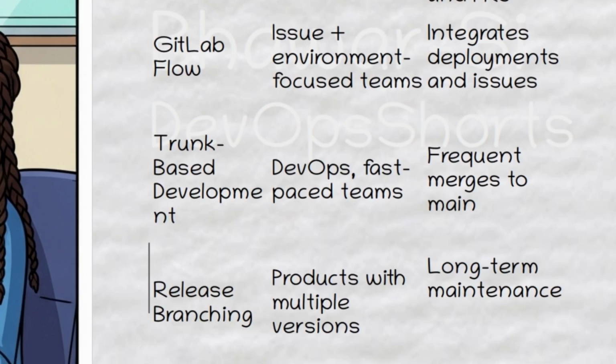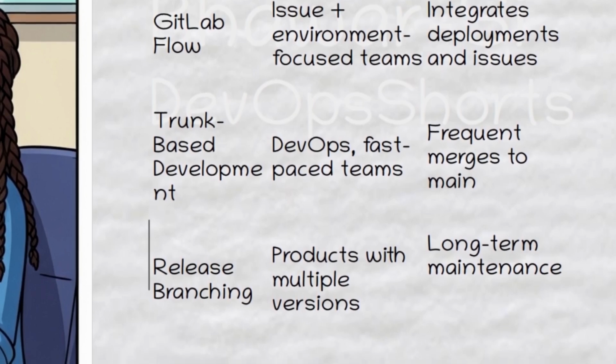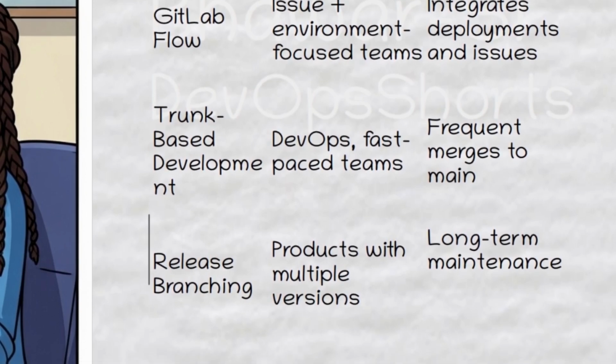Sixth, trunk-based development. Here, all developers work on a single shared branch like main or trunk. Branches, if any, are short-lived and merged quickly. This is best for high-speed teams using CI/CD or DevOps. Seventh, release branching. Here, separate branches are created for each version, like Release 1, Release 2. This is used in enterprises with long-term product support. So that wraps up our discussion on branching strategies, an essential part of collaboration in any version control system.